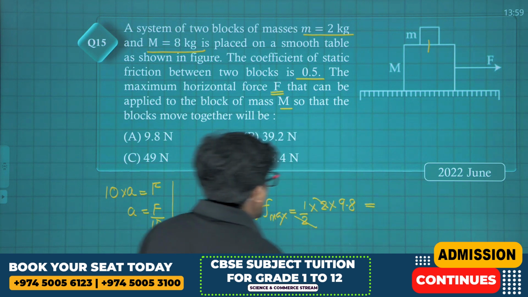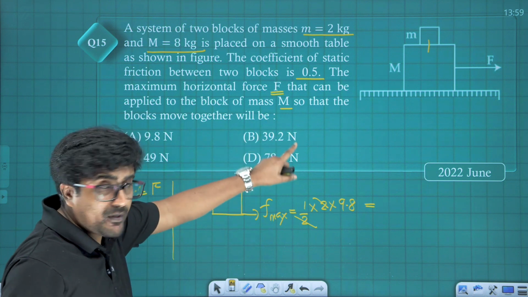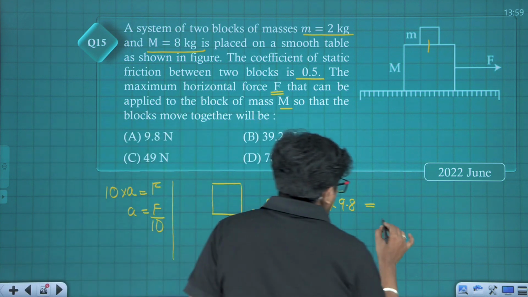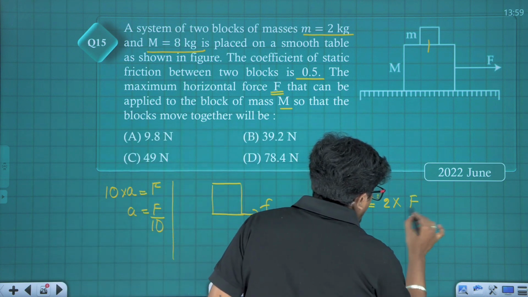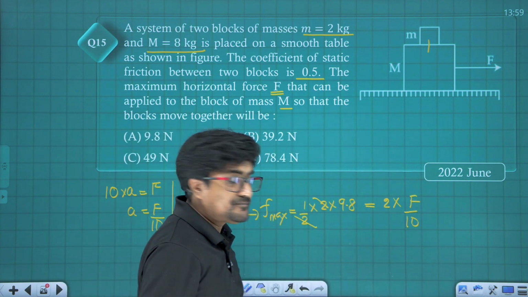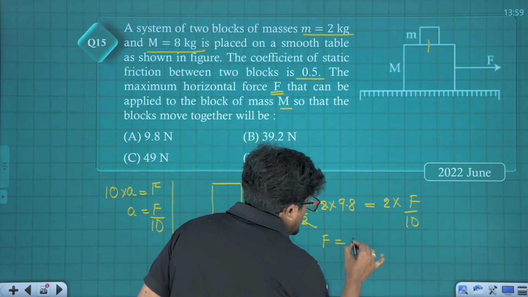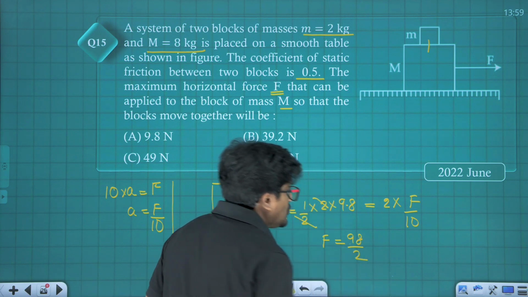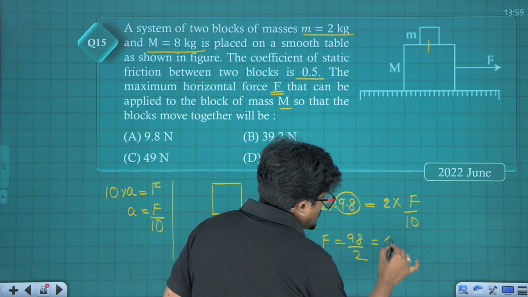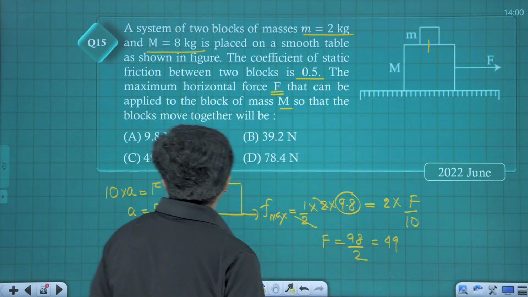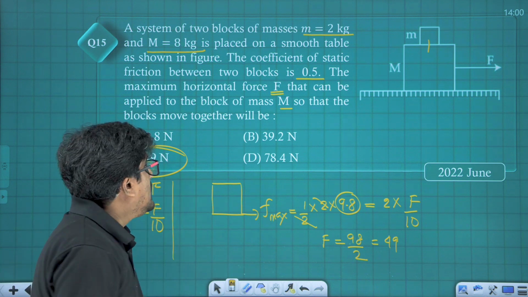That is supposed to be equal to m into A. M is 2. And what is A there? A is F by 10. So, here this is supposed to be capital F equals 98 divided by 2. Here this is going to be 98 divided by 2, and that is supposed to be 49. Option C must be the correct answer in this case. Was that fine?